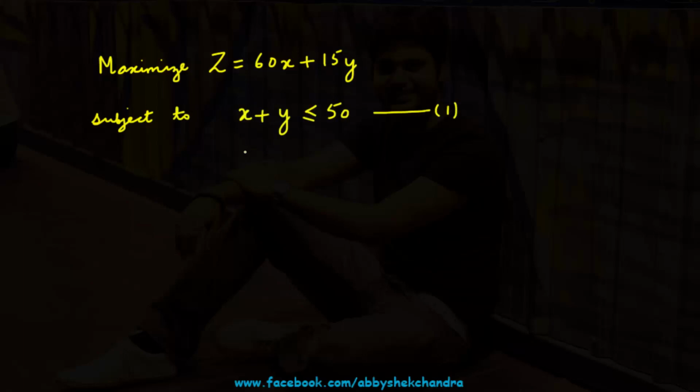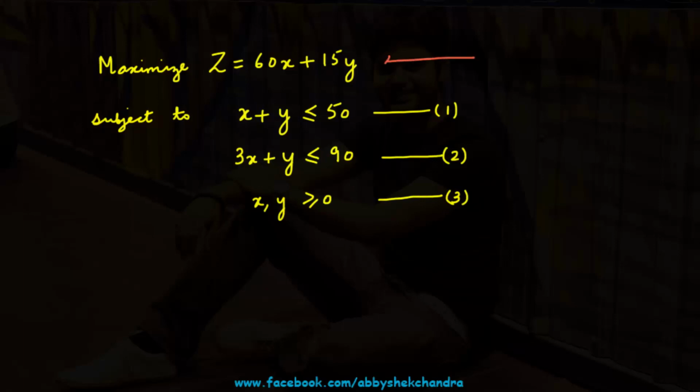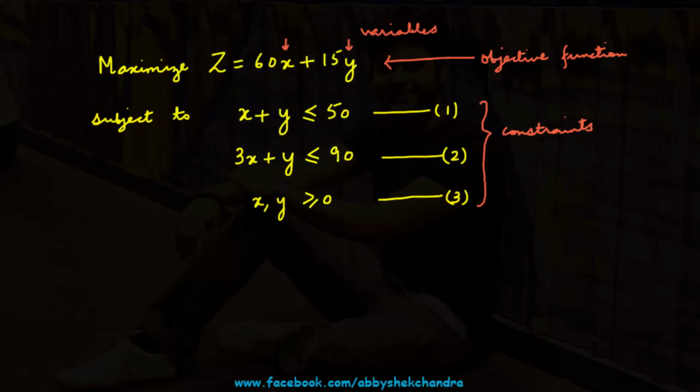maximize z equal to 60x plus 15y subject to x plus y less than equal to 50, 3x plus y less than equal to 90, x and y greater than equal to 0. This is an LPP with z equal to 60x plus 15y as the objective function and 1, 2 and 3 as the constraints. X and y are called the decision variables.